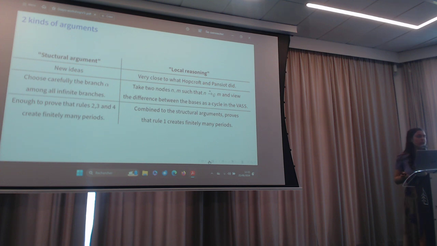because you only care about the nodes which can reach your infinite branch. These are the nodes from which you inherit periods. So if you choose the branch alpha very well, the reasoning will be simpler. And this kind of argument will be for the problem.